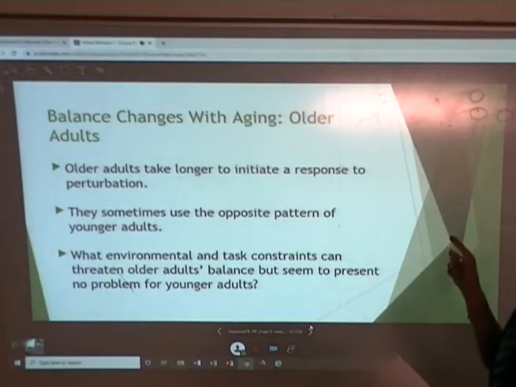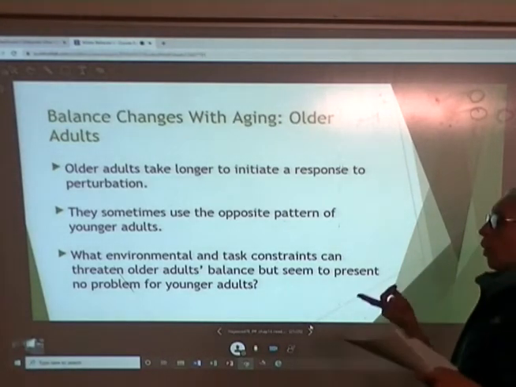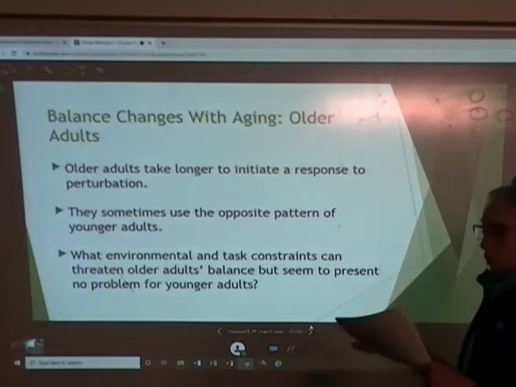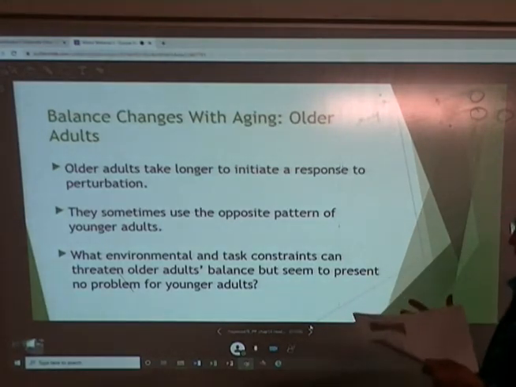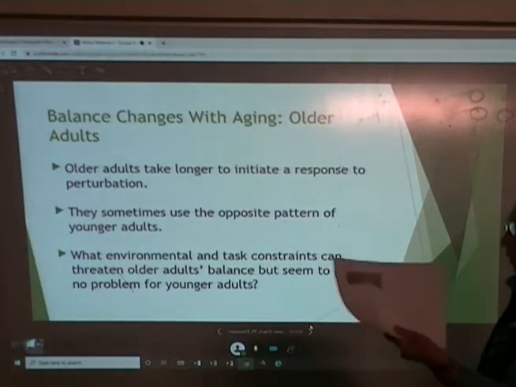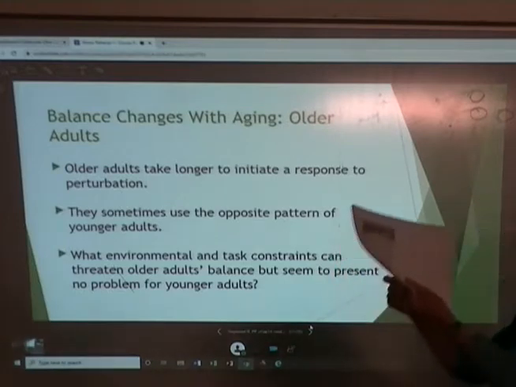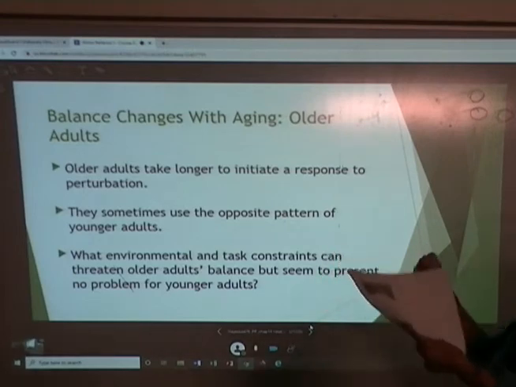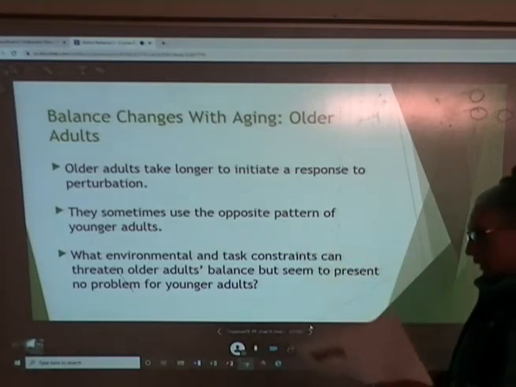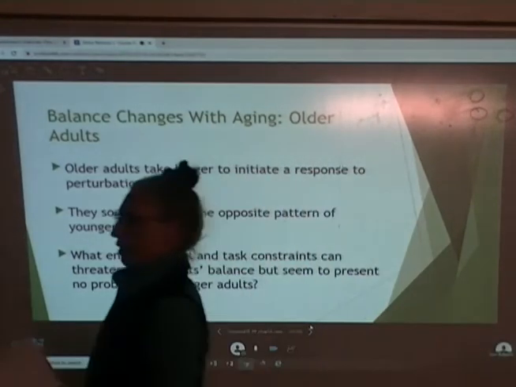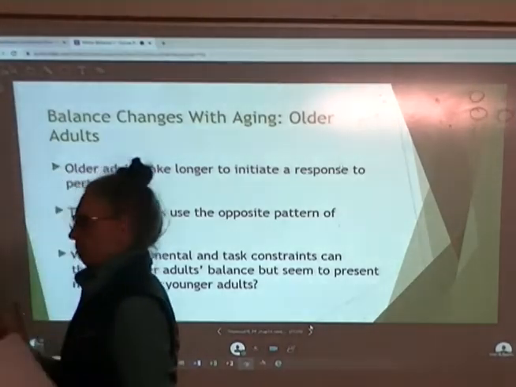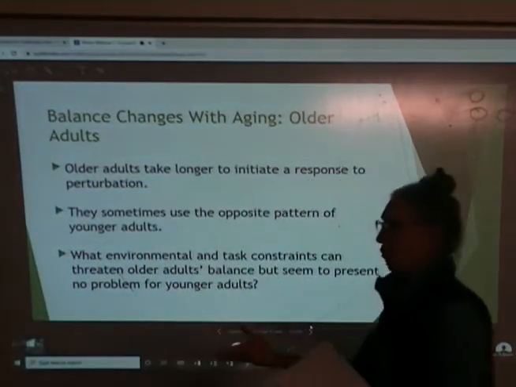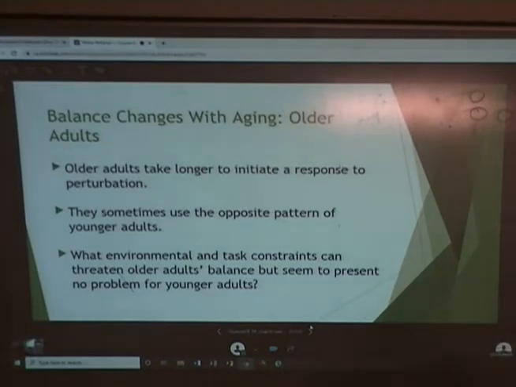Right? And you quite often will see them use the back to front pattern. So when I perturb them slowly, they'll use their hips and they tend to use their knees a little bit more. But if I perturb them really hard, they'll try and control it with their ankles, which is back to front and doesn't work, and then they fall. Right?